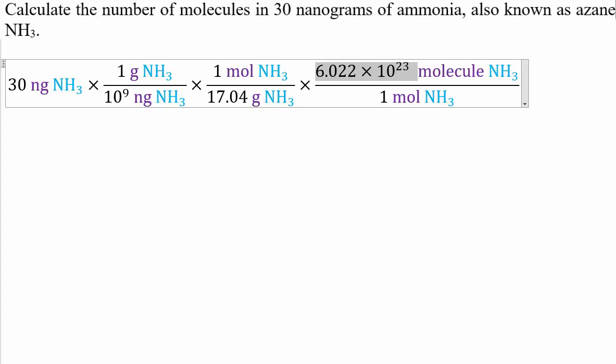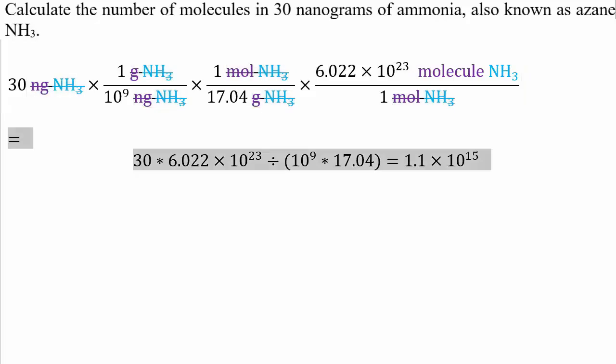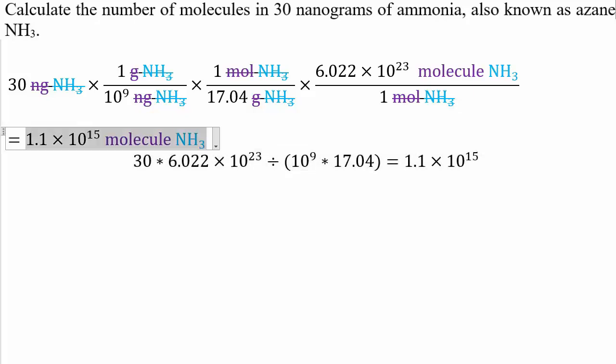In the dimensional analysis, we cancel out the units that multiply and divide. If any unit has significant figures, they must be taken into account. We extract the significant values to insert them into the calculator, and the result is 1.1 times 10 to the power of 15 molecules of ammonia.